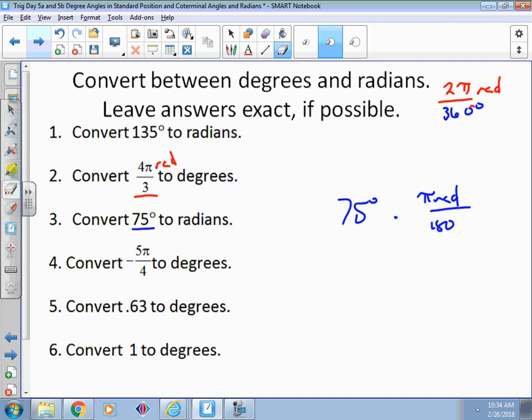That is the biggest degree symbol I've ever seen. So if I cancel my degrees, and then what is that? 75 and 180. I'm going to cheat here and use my calculator. 75 divided by 180 and fraction. That's apparently 5/12.